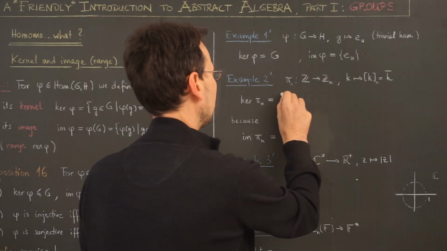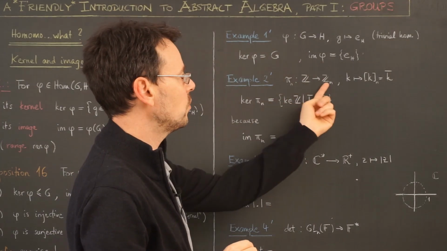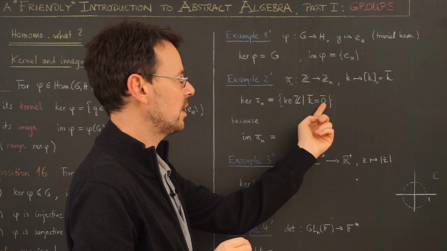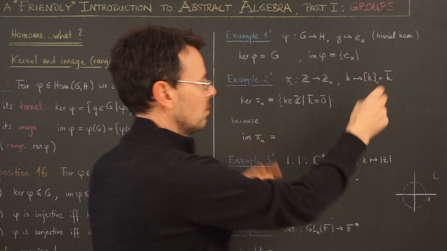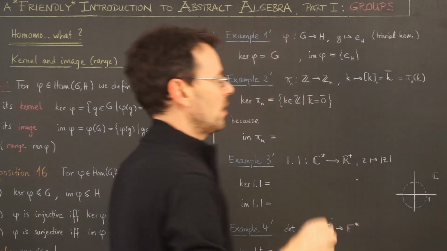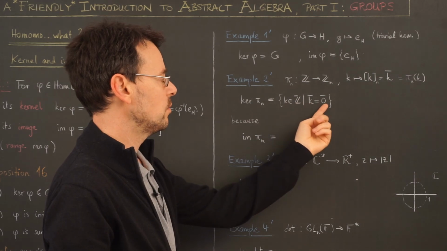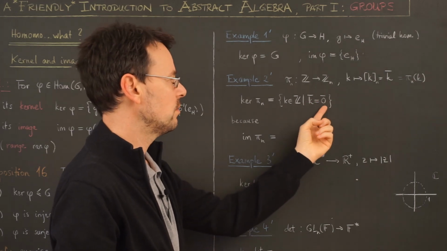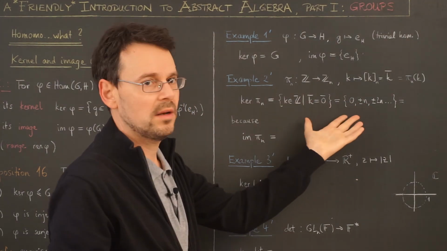So what is the kernel? By definition, the kernel consists of all elements that get sent to the neutral element. But here we have additive notation, so the neutral element is the residue class of 0, and this simply is pi_n of k here. Pi_n of k is k bar, so we are looking for all the integers that get mapped to 0, meaning that they are equivalent or congruent to 0 mod n, but those are exactly the integer multiples of n.